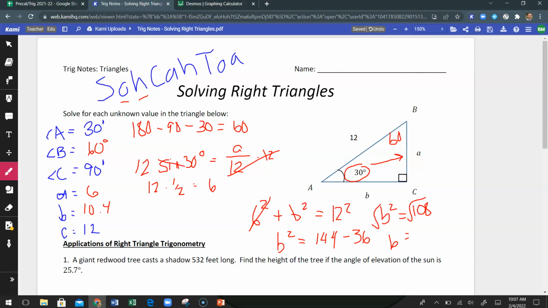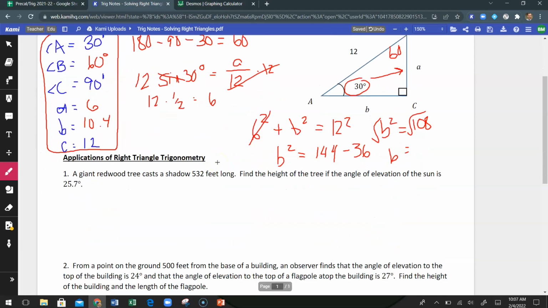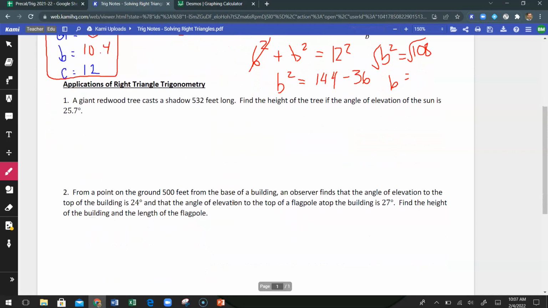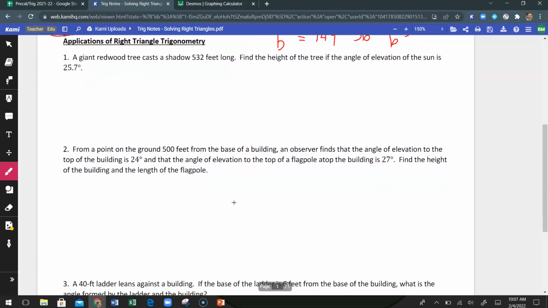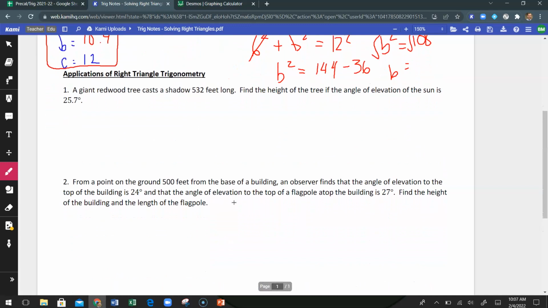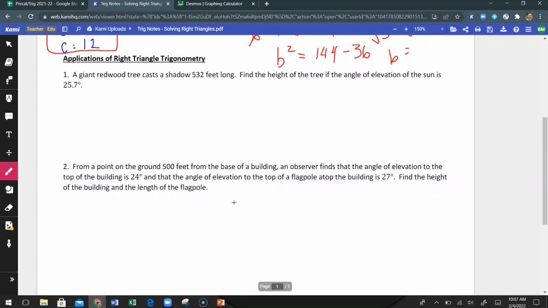But once you have two of your side lengths dealing with a right triangle, you do always have the option of the Pythagorean theorem. Okay, so that's the idea of solving a right triangle. If you are asked to solve an entire triangle, that means you need to list all three angles and all three side lengths. Below, I'm going to go through some word problems where we are just looking at applications of right triangle trig, which means we're not going to be asked to solve the entire triangle, but we are going to use SOHCAHTOA, and we're going to use the Pythagorean theorem to solve for specific aspects.